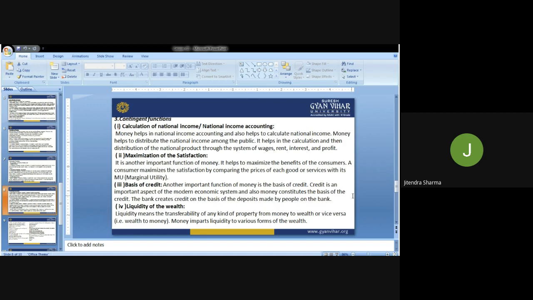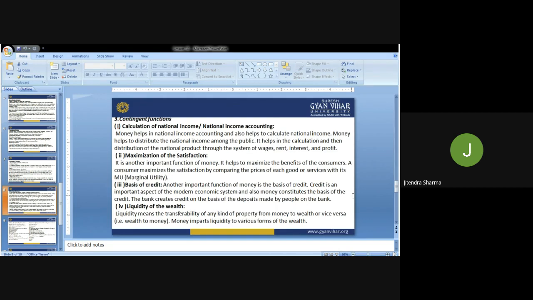Now the second, maximization of satisfaction. It is another very important function of money. It helps to maximize the benefit of the consumer. A consumer maximizes satisfaction by comparing the price of each good or service, which means marginal utility. Whether the revenue you have given is against the marginal utility, it means the satisfaction level can be understood and defined, whether the consumer is satisfied, whether the producer is satisfied or not.